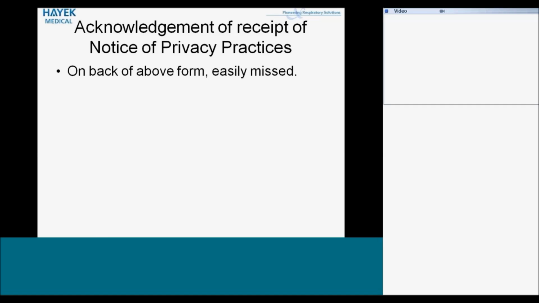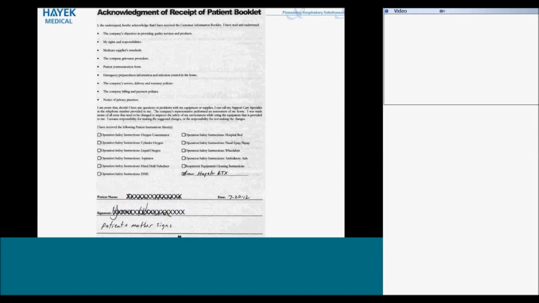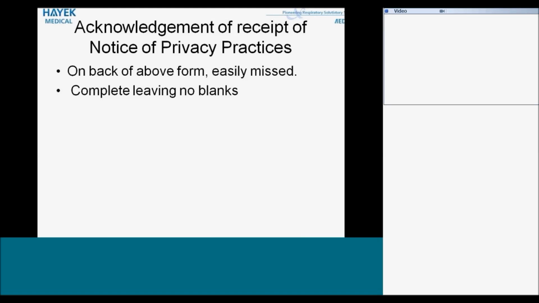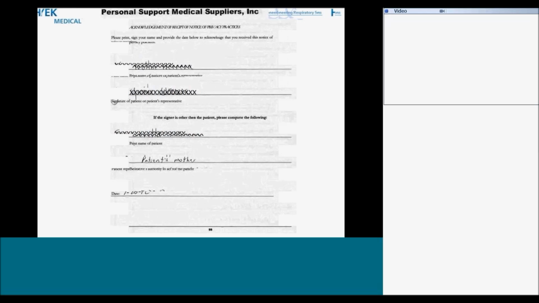Okay, and then you're going to have them sign an acknowledgement of receipt of privacy practices. In the handbook is our privacy practices policy, and on the back of the form that we just looked at, and I tell you, I've missed this a couple times and had to go back and get it signed. But on the back of this form is that form. So make sure that you don't forget that on the back is the other form that we need, the receipt of privacy practices. Get that signed as well.